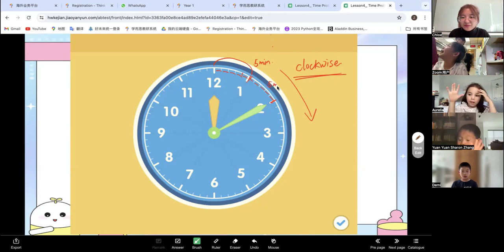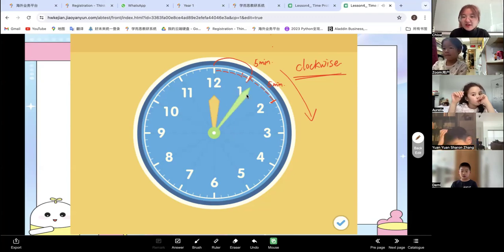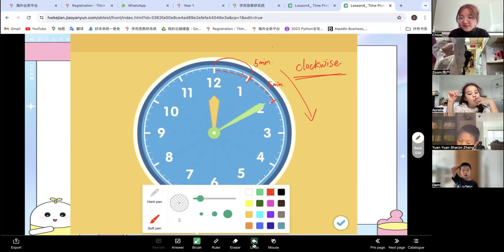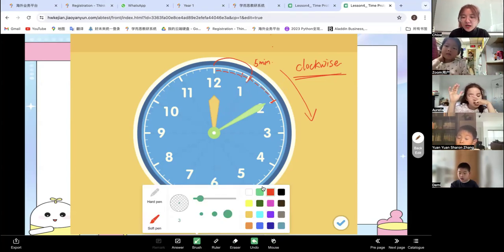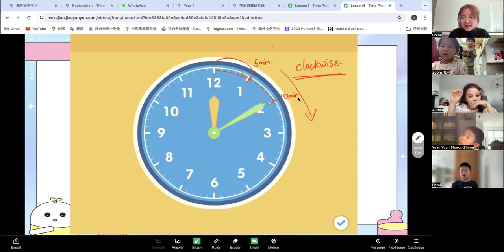Okay, everyone. Now, if the longer minute hand starts from 12, and when it travels from 12 to 1, that means 5 minutes. And then travels to 2, we add another 5. So 5 add another 5, the 2 will represent how many minutes? Can you show me? 10 minutes. Very well done, everyone.